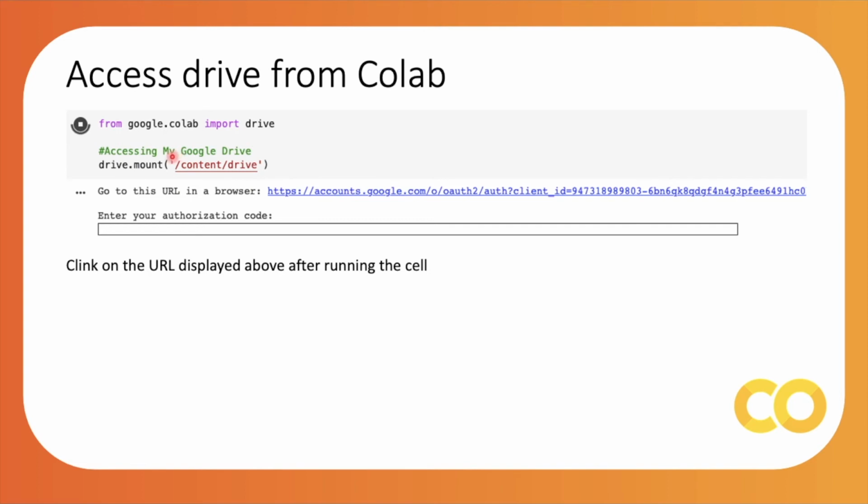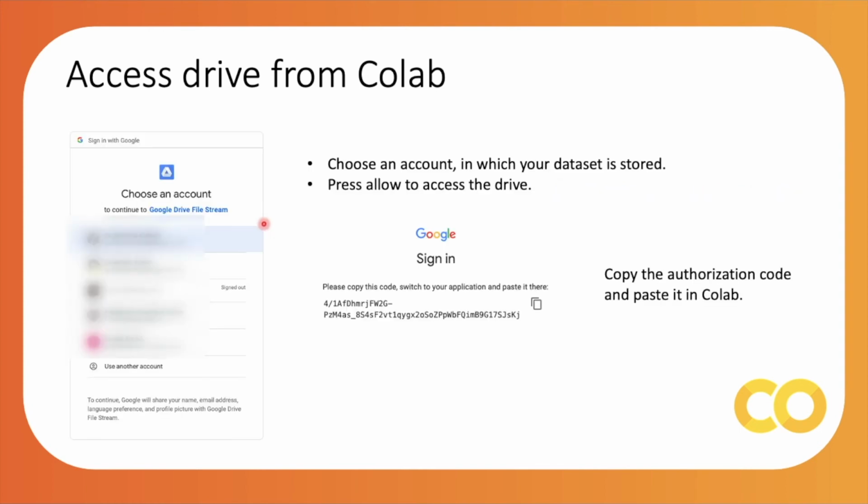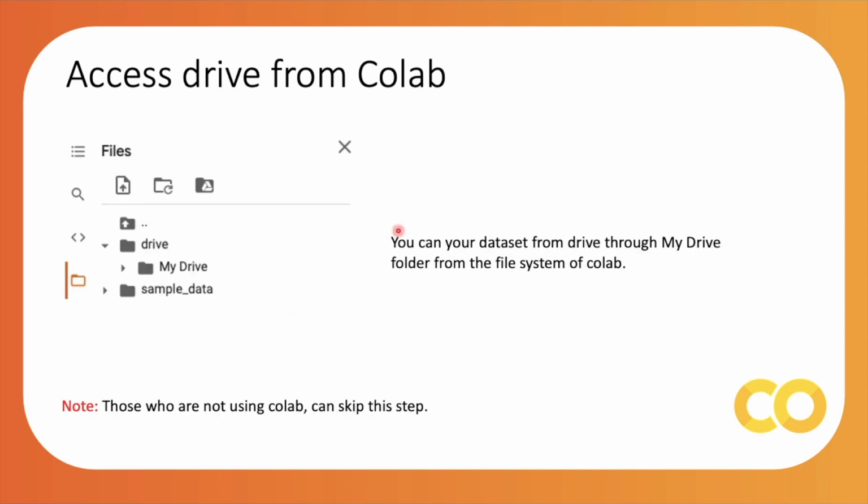After running this cell, you will get a URL for authorization. Click on the URL obtained below. Select the Google account where your dataset is saved, and it will ask you to allow or not. Press allow to access Drive file stream. It will provide you with an authentication code. Copy and paste it in Colab. You can see here, now your drive is mounted at /content/drive under the My Drive directory.